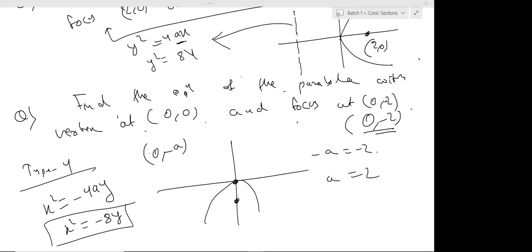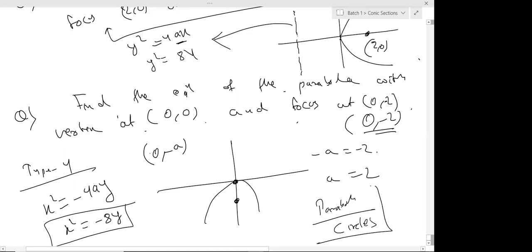Okay, so this topic is finished. Please try to complete the homework. Exercise of parabola from NCERT and circles also. Who haven't done this, please complete it. By the next class, we'll start ellipse. All right. Yes, sir.